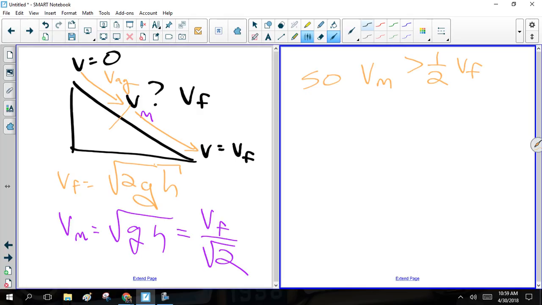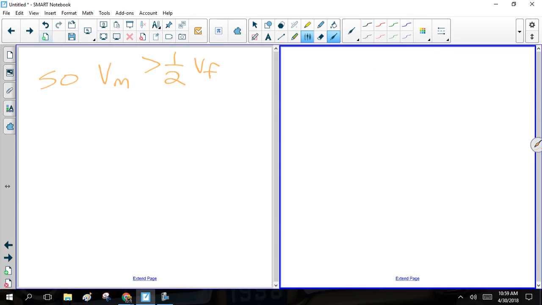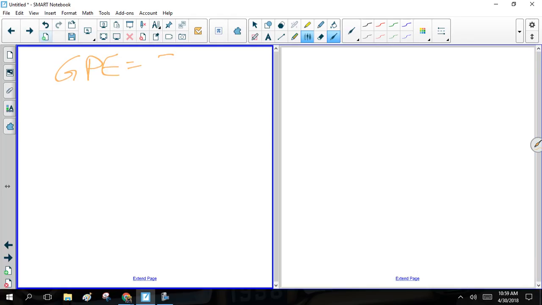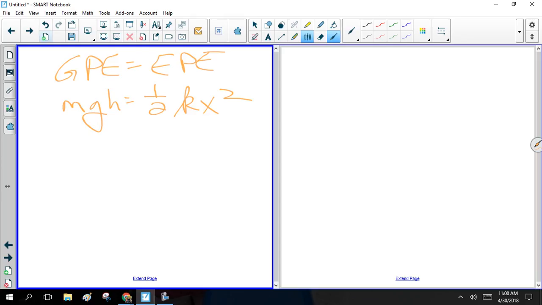B, derive an expression for the maximum compression of the spring. Well, when we achieve maximum compression, what two things are equal? The total energy is the same as the elastic potential energy at maximum compression, right? So you can just do the gravitational potential energy is equal to the elastic potential energy, right? So you get mgh equals 1/2 kx squared, and then solve for x, right? Cool?